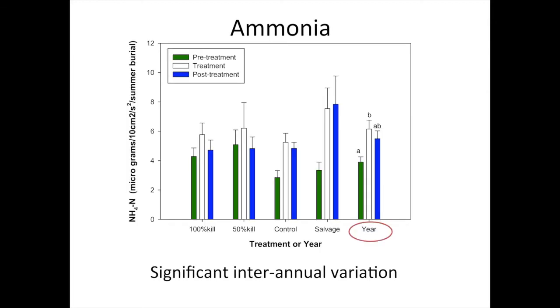And because we know these systems are nitrogen limited, I just wanted to give you an example of one of these graphs and show you ammonia, and again showing that we don't see any inherent pattern in our treatments, although we do start to see an increase in the salvage log stands, which is what we'd expect based on the ASART effect and the flush of nutrients that happens in a system after the trees are harvested and removed.